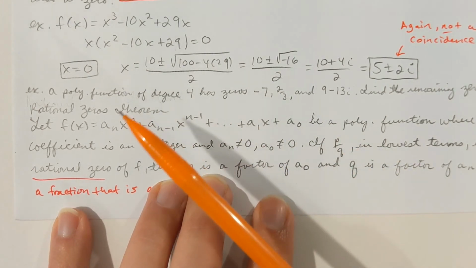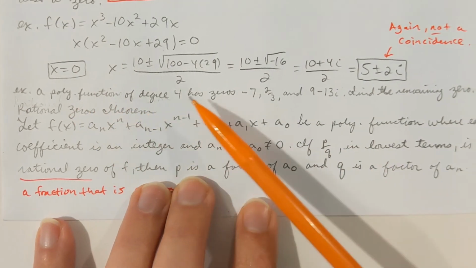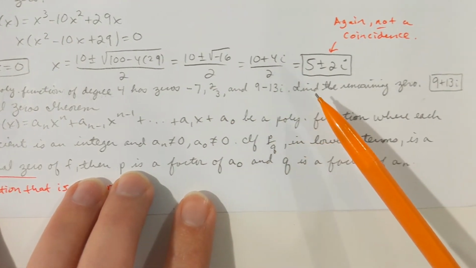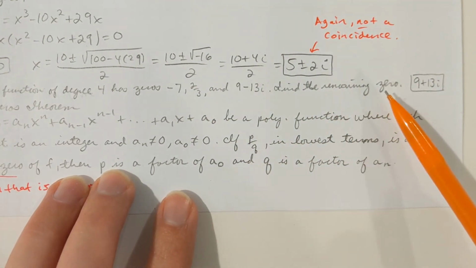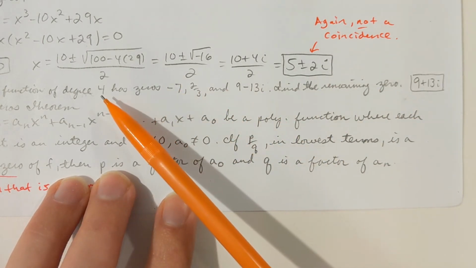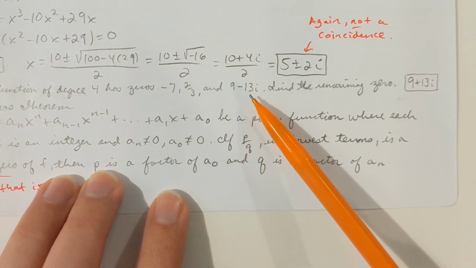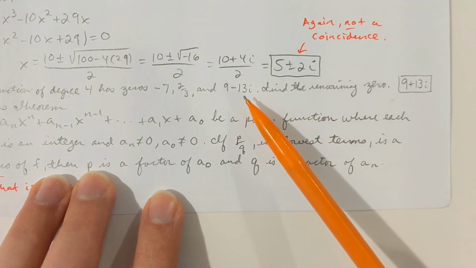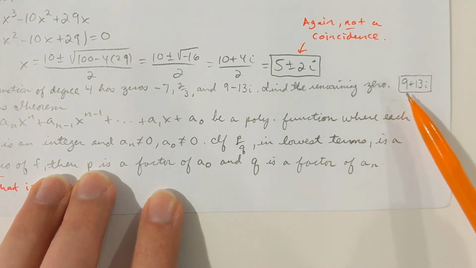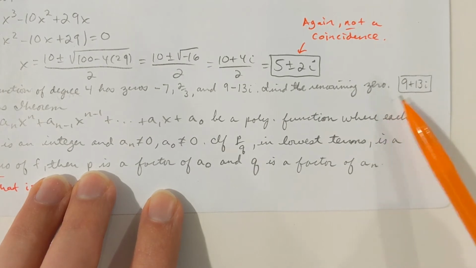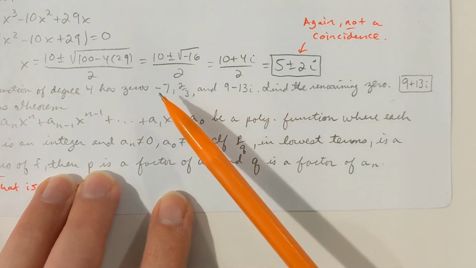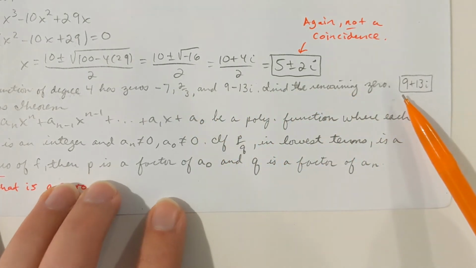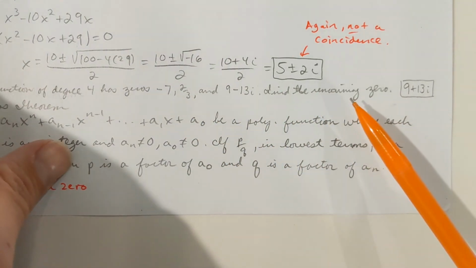Okay, here's a problem. It says a polynomial function of degree 4 has zeros negative 7, 2/3, and 9 plus 13i. Find the remaining zero. Well, there's going to be 4 zeros, right? They gave me 3 of them. 9 plus 13i would be the conjugate of 9 minus 13i, so 9 minus 13i would be the answer. That's just a go right to the answer type situation. These other two zeros have nothing to do with getting the answer. We're just simply using the conjugate zeros theorem.